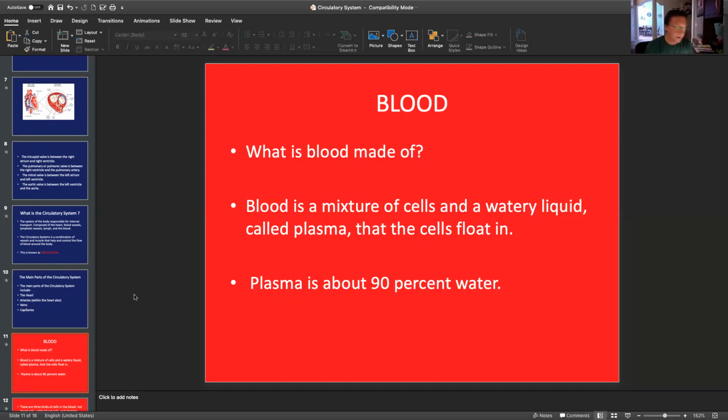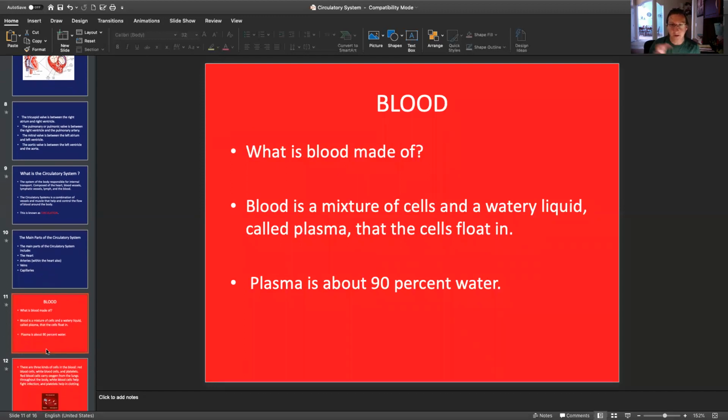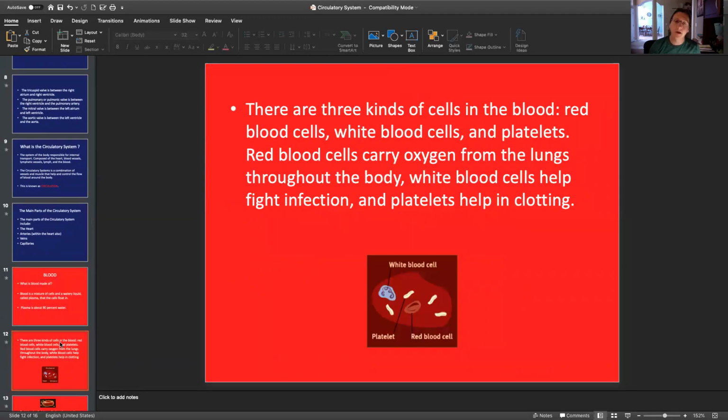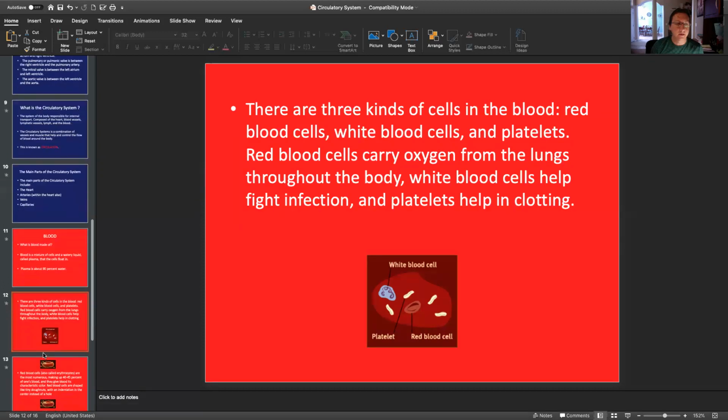So I just wanted to read a couple sentences there from your text so you see the connection there. But blood is that mixture of cells and watery liquid, or plasma. There are three kinds of cells in the blood. The primary ones being red blood cells. You have white blood cells, obviously, which fight for you. Your immune system really comes into play there. And platelets. Red blood cells carry oxygen from the lungs throughout the body. As I said, the white blood cells help fight off infection and diseases. And then clotting is where the platelets come into play.